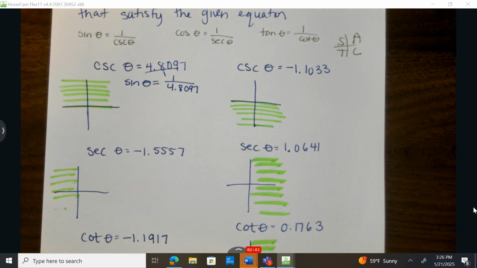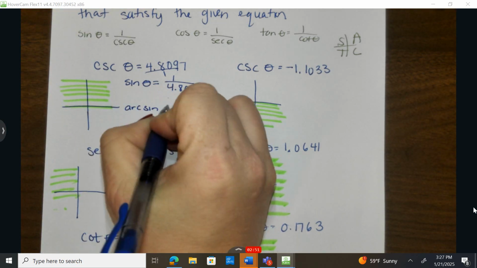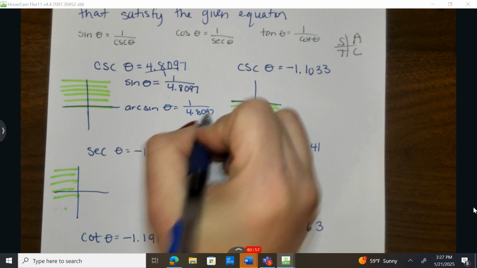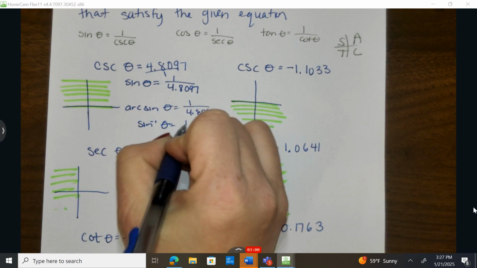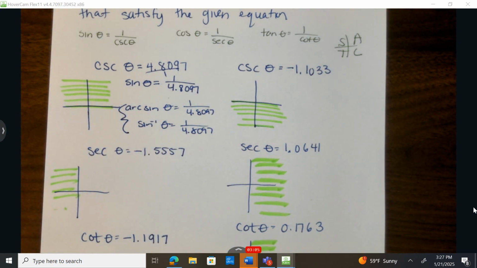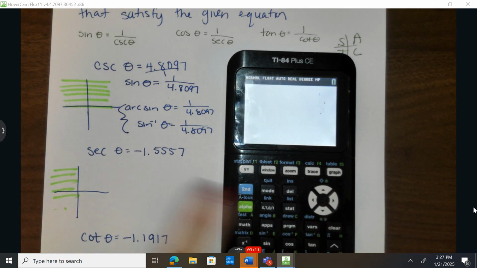Whenever we're trying to identify an angle, we can use the arc, in this case, arc sine or inverse sine. So you can write down arc sine of the angle equals 1 divided by 4.8097, or maybe you're going to write the inverse sine. They're equivalent mathematical statements. Grabbing the calculator, make sure that you're within degrees. I am within degrees, and now I'm going to type in second sine to get the inverse sine of 1 divided by 4.8097.